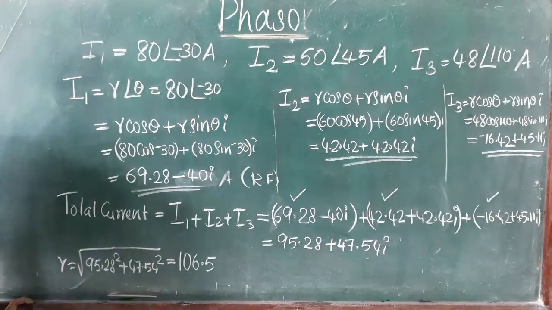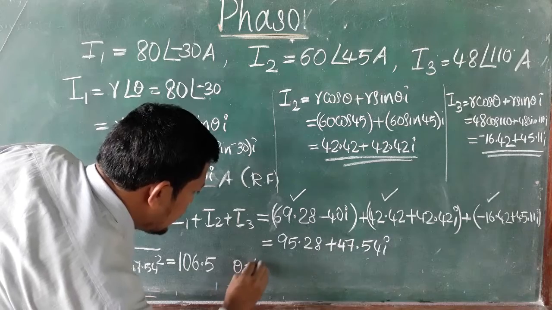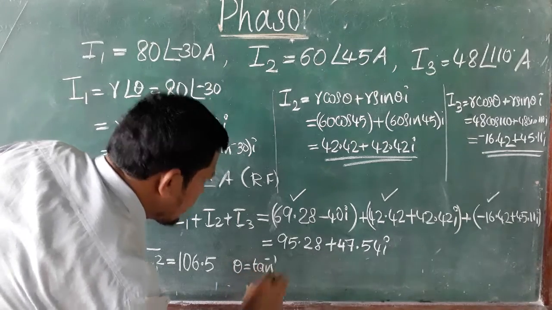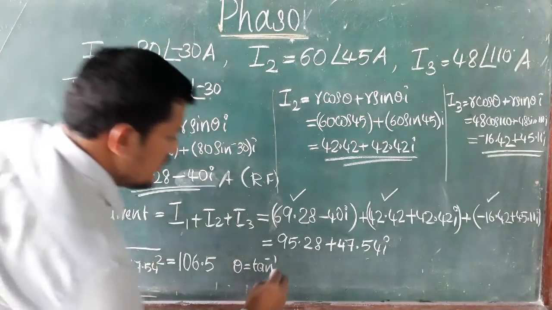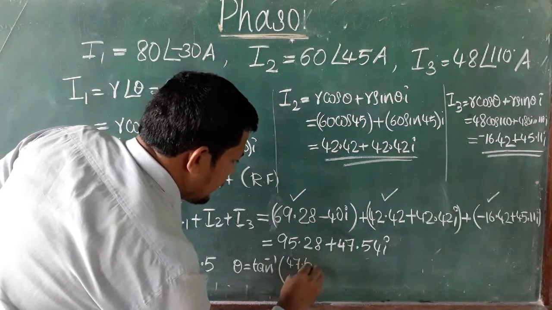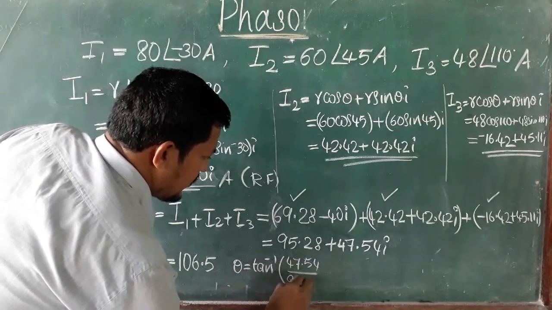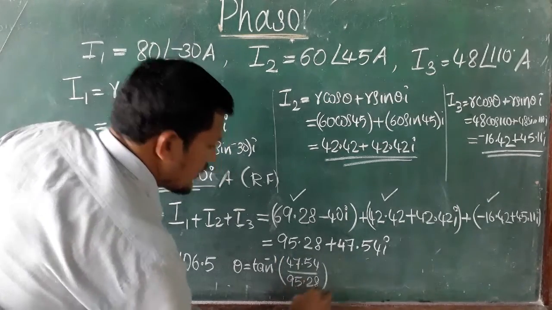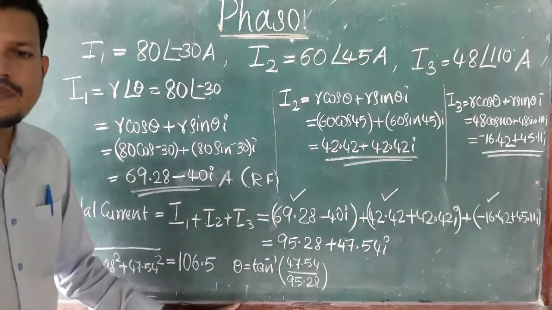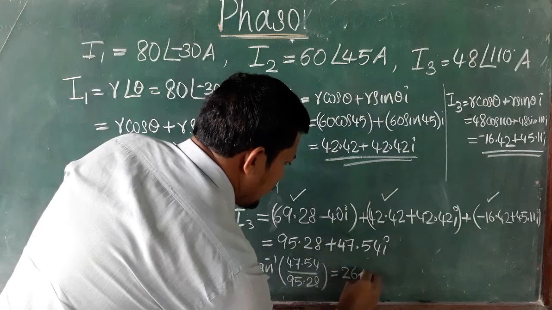Clear? Next we want to find its angle. So theta equals tan inverse of the imaginary part, 47.54, divided by the real part, 95.28. While doing this calculation, we get the angle as 26.51 degrees.